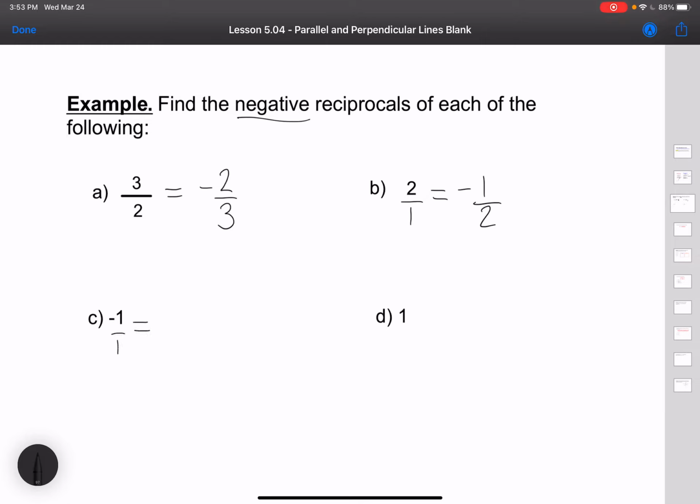And we can keep this up. Again, you could think of -1 as the fraction -1/1. That becomes 1/(-1), but then just stick another negative sign. What you'll see though is if you already have a negative number, that's going to become positive. So you'll have 1/1, which is just 1. So in the end, the negative reciprocal of -1 is just 1.